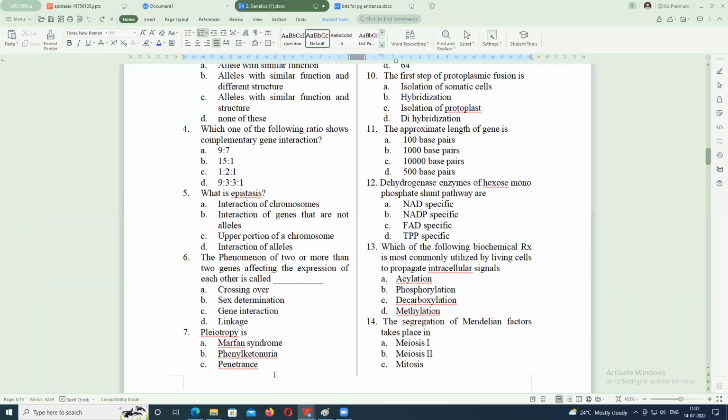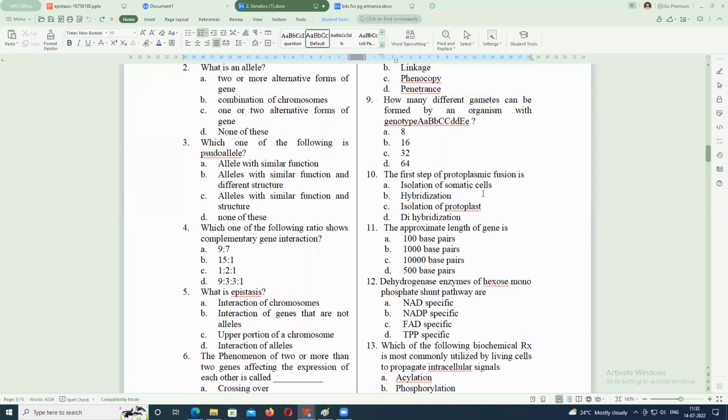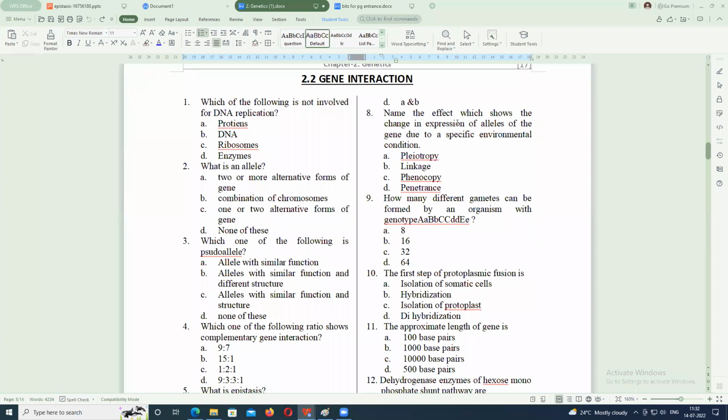Whenever you get the word penetrance, you have to remember it is the environmental influence on the genotype. Means the phenotype changes according to the environment. That is penetrance. Okay. Next. Name the term which shows the change in expression of alleles due to environmental condition. What is the answer? Penetrance, ma'am. The answer should be penetrance.